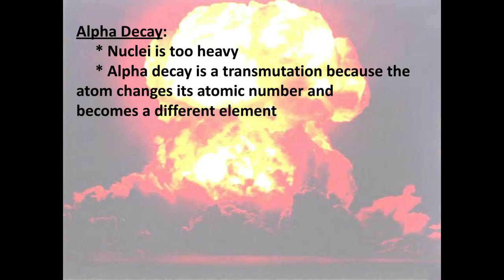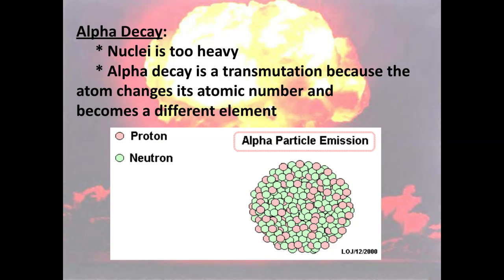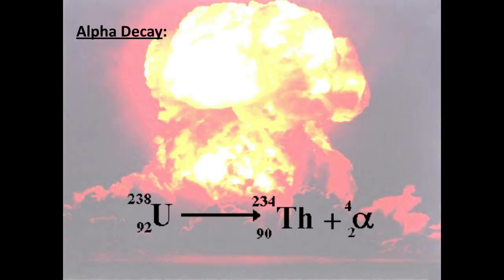Alpha decay. Alpha decay is when the nucleus is too heavy. It's basically got a mass of 4 now because that's the mass of a helium. Alpha decay is a transmutation because the atom changes its atomic number and becomes a different element. So in alpha decay, we're giving off something that has a mass of 4 and a charge of 2. So 2 protons, 2 neutrons are being released with this particle, and that would be considered an alpha particle. As we can see here, as this nucleus wants to become stable, it emits that particle.